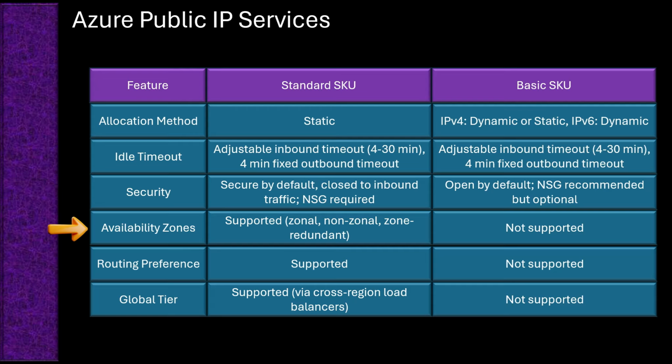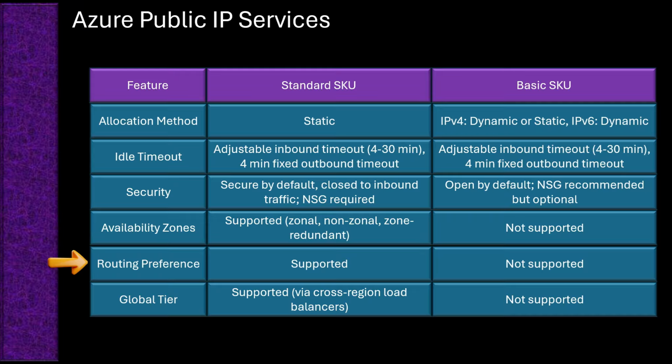For availability zones, standard SKU supports availability zones, which allows for greater resilience. You can create zonal, non-zonal, or zone redundant IPs in the regions with 3 availability zones. However, older IPs in such regions might not support zone redundancy, whereas basic SKU does not support availability zones at all.